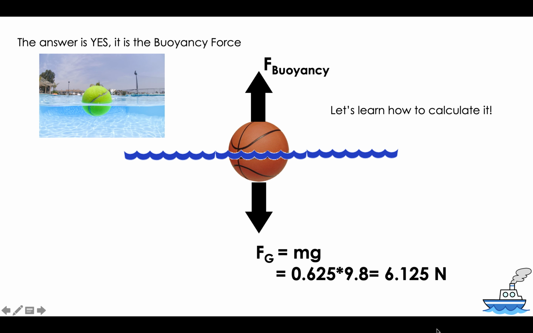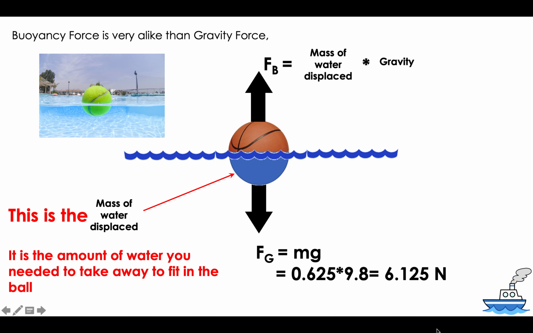Buoyancy force is the upward force that we feel in objects, produced in objects that are submerged in a fluid, in this case water. Let's learn how to calculate it. The formula for force of buoyancy is very similar to gravity force. Mass is back again, but this time it is the mass of water displaced times the gravity.